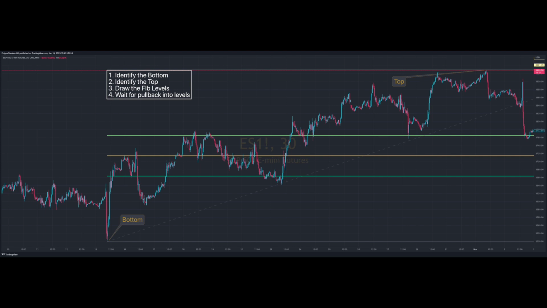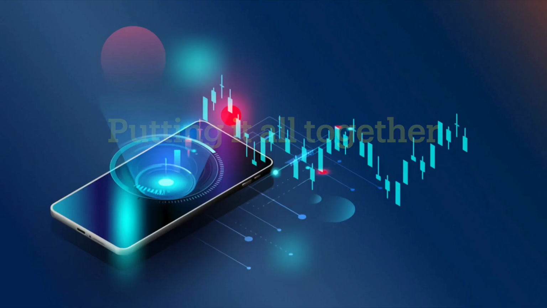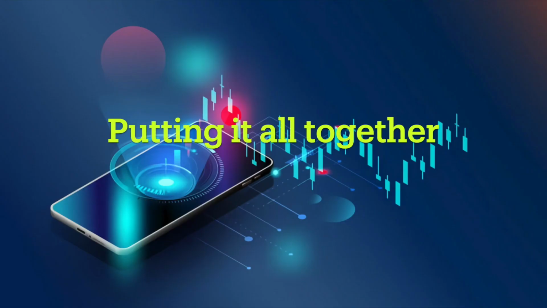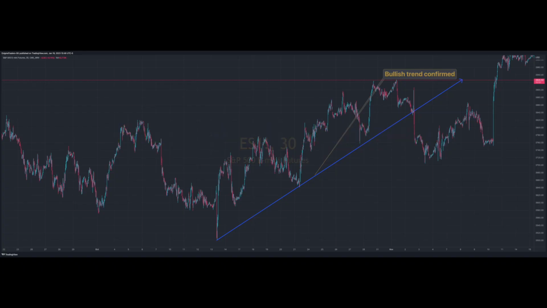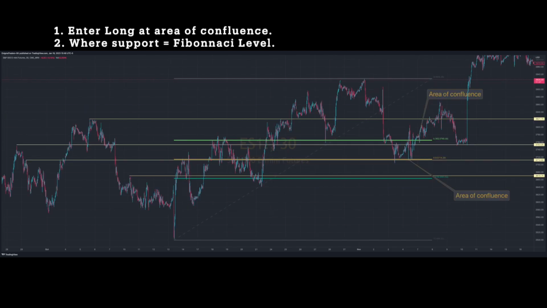To start with the pullback strategy, first, you want to identify a clear trend. Second, find areas of support and resistance using previous highs and lows, and then you want to apply the Fibonacci retracement. Next, you identify the pullback zone.